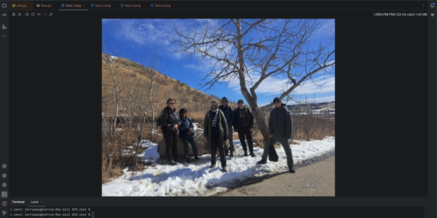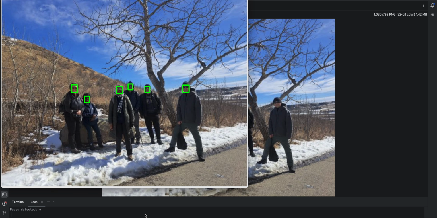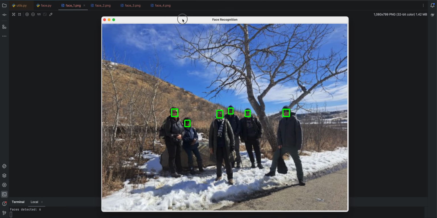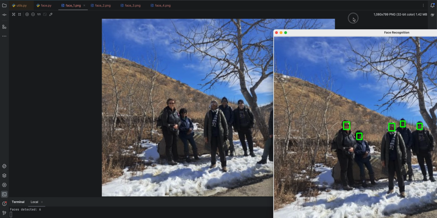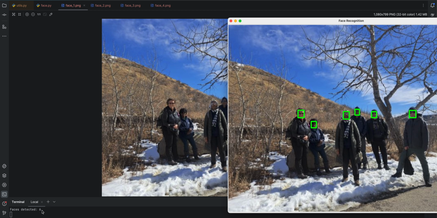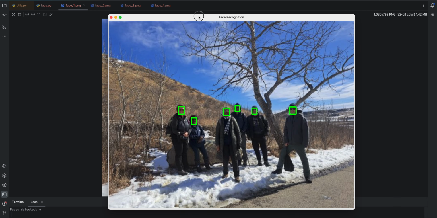So now we are at the first picture. That was a hiking day, a very nice day, and it's kind of bright on people's faces. So let's see if we can capture some human faces. Oh yeah. Okay. So this is the resort. Right. So face detected 6. Right. Okay. That's correct.